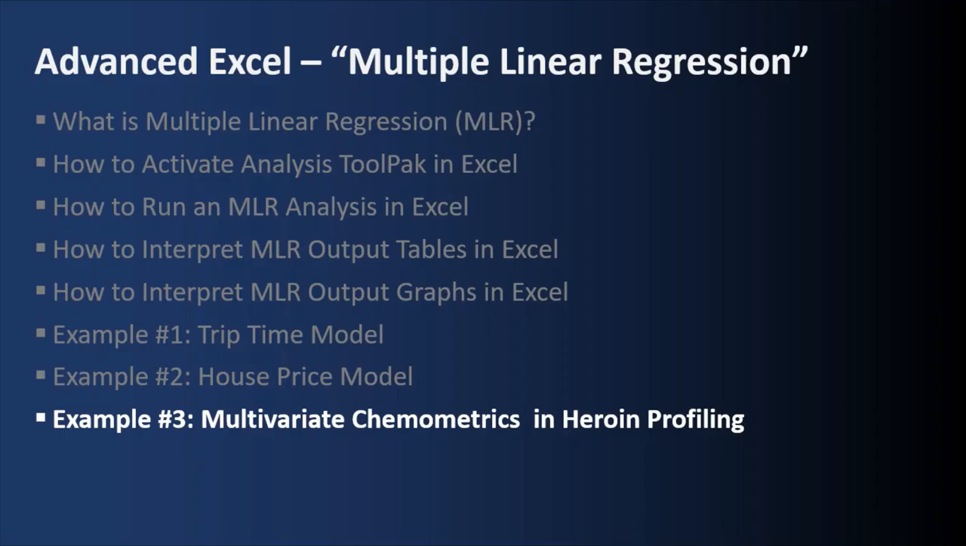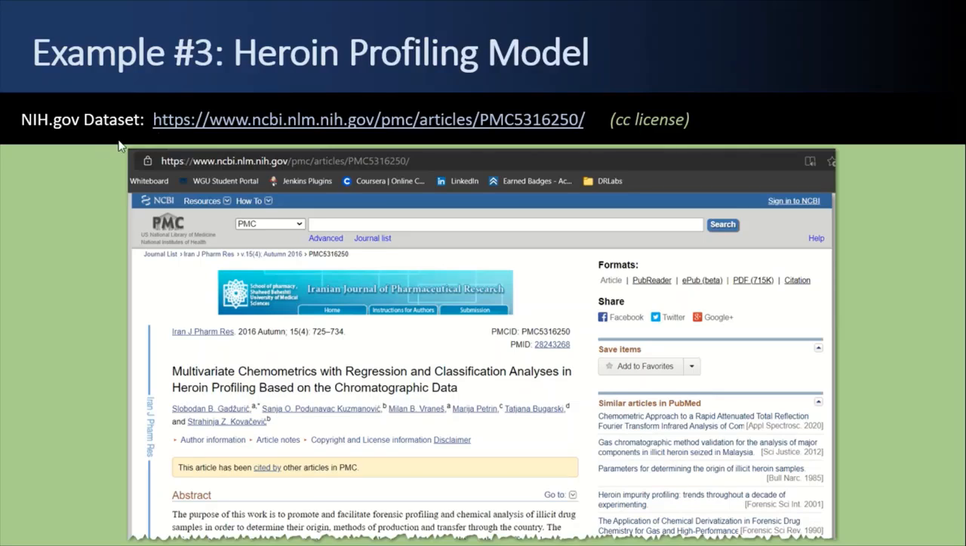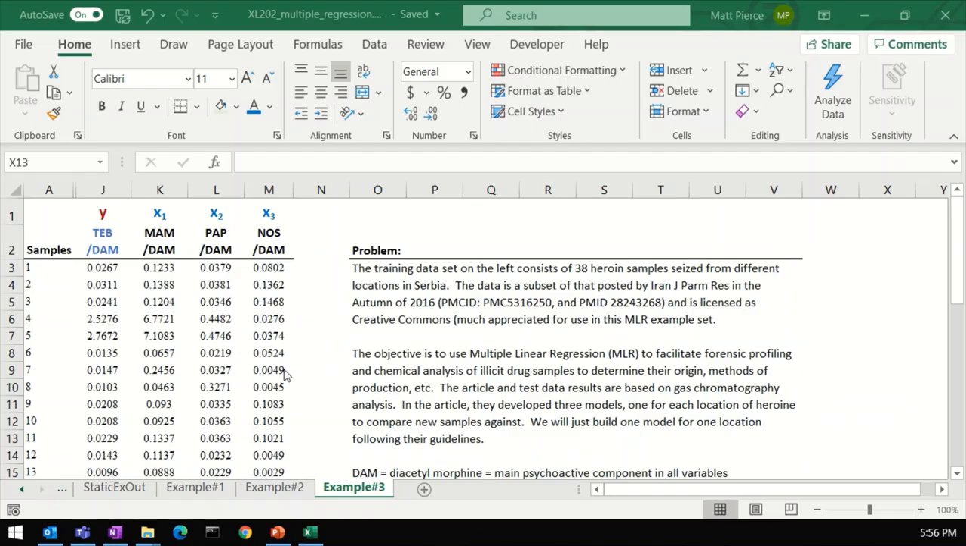And finally, example number 3, multivariate chemometrics in heroin profiling. So for example number 3, the heroin profiling model, I went and did some Google searching looking for a good multivariate chemometrics data set and found one, and it's at the NIH, National Institute of Health, Government, US, and it's got a Creative Commons license if you browse through to it. Okay, so for example number 3, we have downloaded the data from the National Institute of Health.